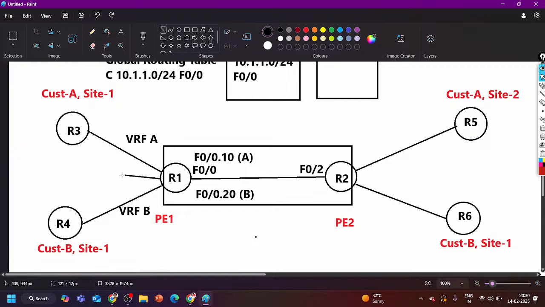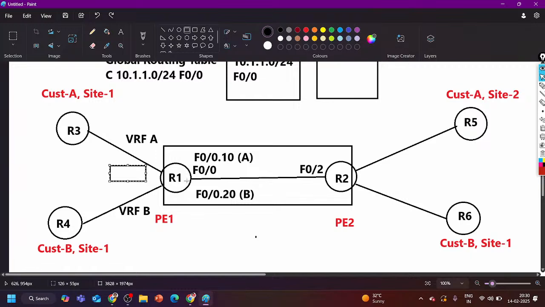But with the help of subinterfaces, we are dividing one link. How can you connect one link to two customers? I have seen this in our network, the BT network. Is it possible? Here they are using another device between the customer and their provider edge router. It can be a switch.